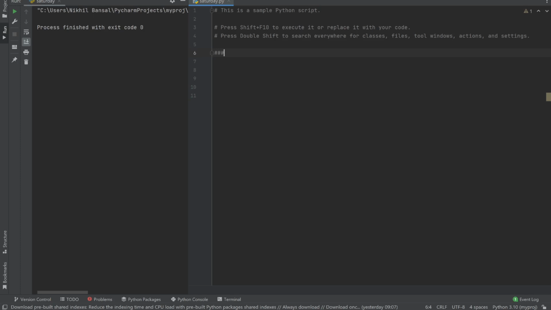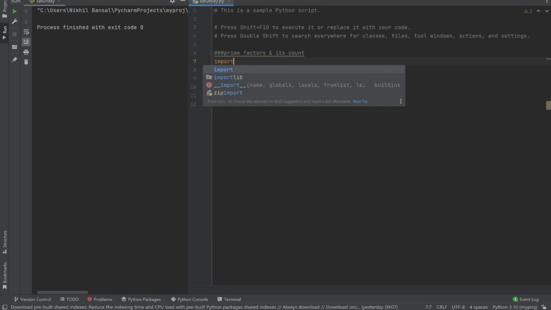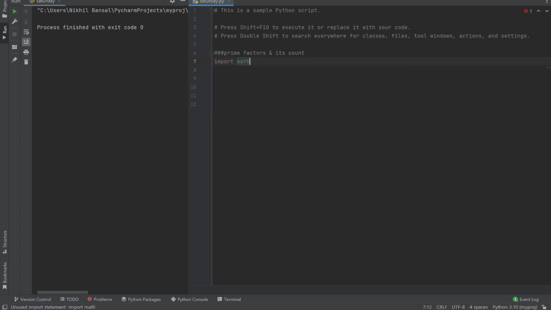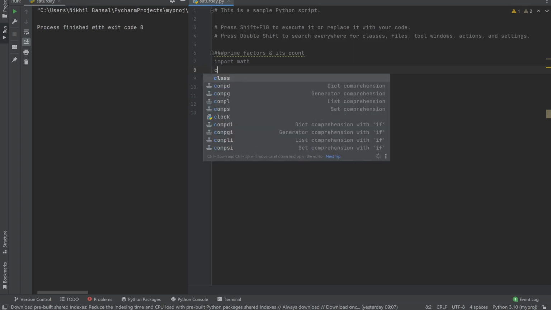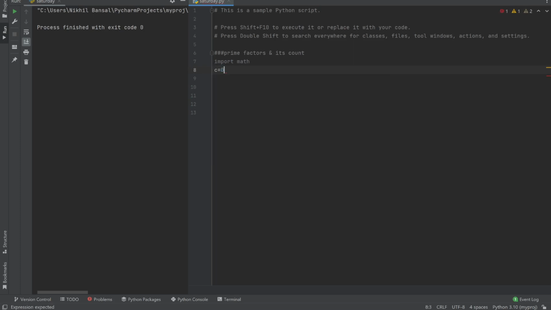So guys, let's start writing the program. This program is all about prime factors and their count. So I'm writing this down. The next thing I need to do is import the math library. Correct. Next, I need to find out the count of the factors also, so I need to start the counter. I'm writing it down as 0. This will count the number of factors for me. So I'm doing two things at the same point of time, isn't it?